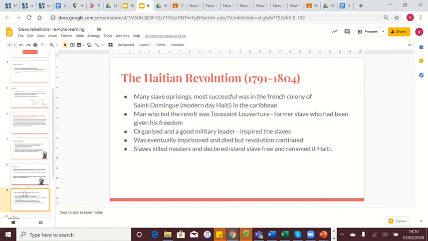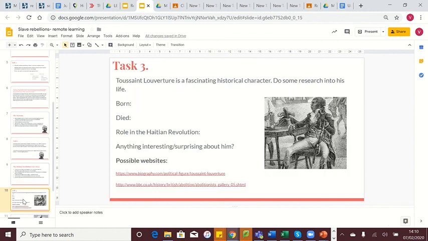And lots of these slaves then were able to kill their masters, take over the island, and even though he was imprisoned, the revolution continued, and eventually the slaves actually managed to declare their island free. It became the first slave-free island in the Caribbean, and so they renamed it Haiti to show that they are now free.